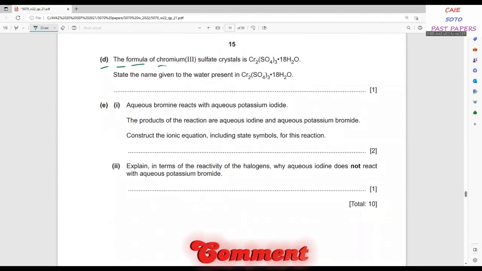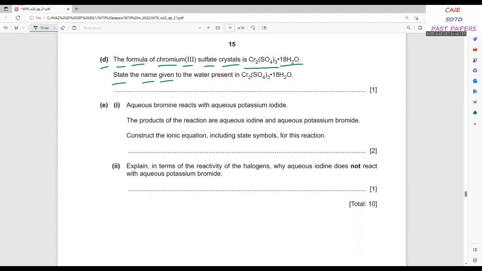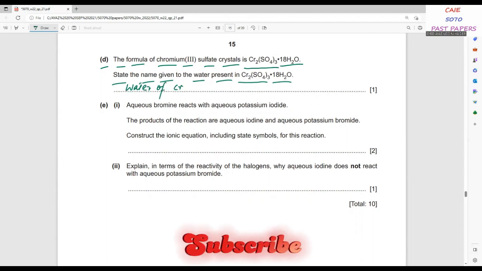The formula of chromium(III) sulfate crystals is Cr2(SO4)3.18H2O. State the name given to the water present in Cr2(SO4)3.18H2O. Whenever water is attached to a salt, we call it water of crystallization. Water of crystallization.